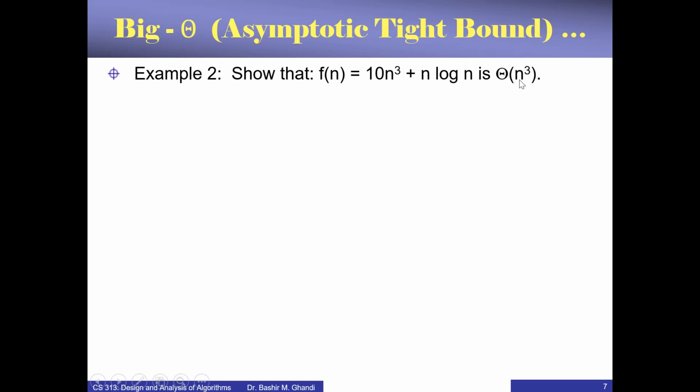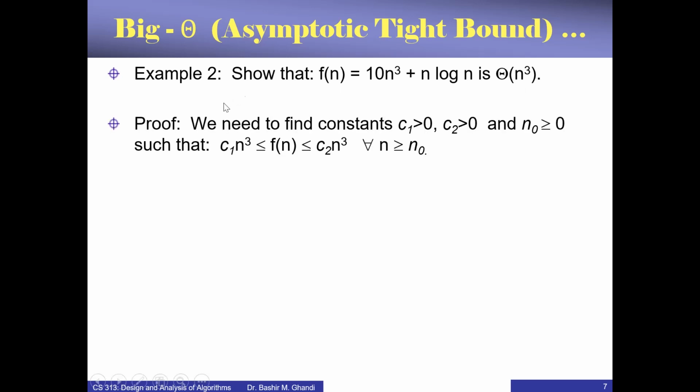Alright, so again we follow the same process. To do the proof, we need to find three constants, C1 and C2 both strictly greater than 0, and n naught non-negative, which means it could be 0, greater or equal to 0, such that f(n) is between C1 n cubed and C2 n cubed for all n greater than n naught. So as we did in the previous example, C1 is much easier to find.